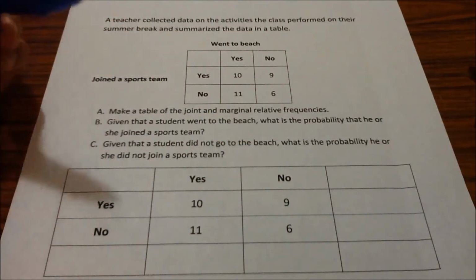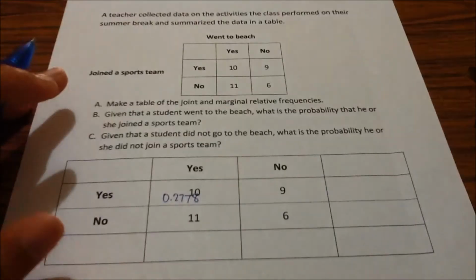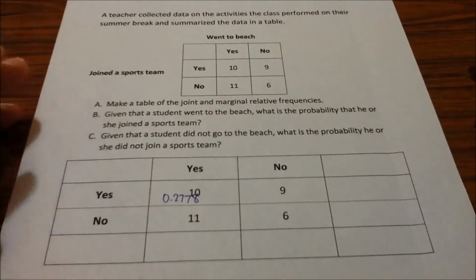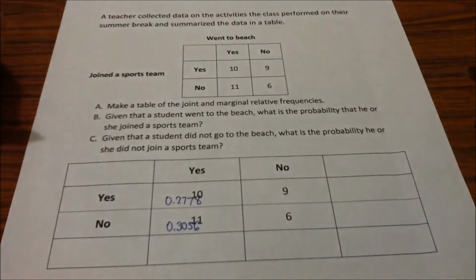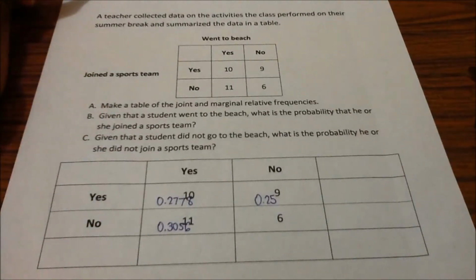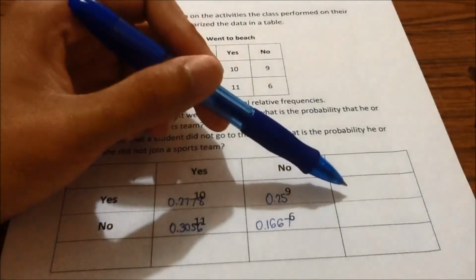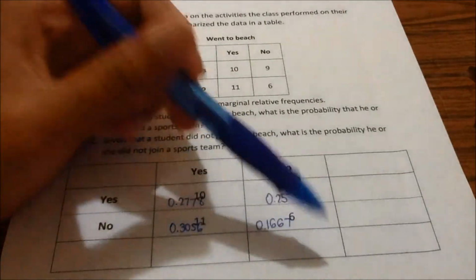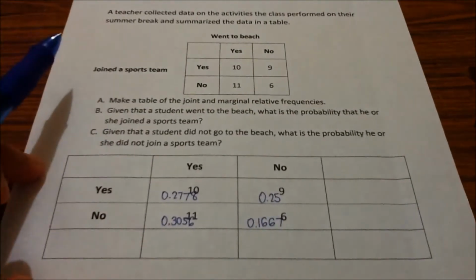So 10 divided by 36 is approximately 0.2778. 11 divided by 36 is approximately 0.3056. 9 divided by 36 is equal to 0.25. And finally, 6 over 36 is approximately 0.1667.